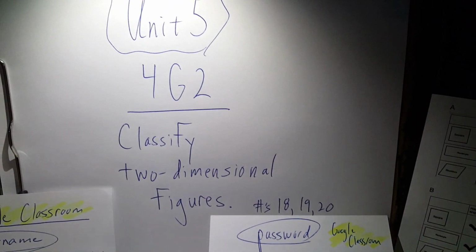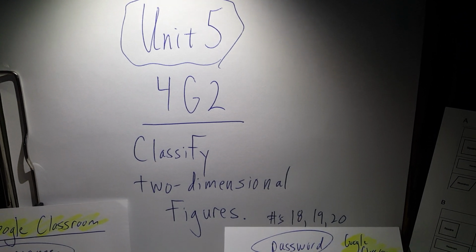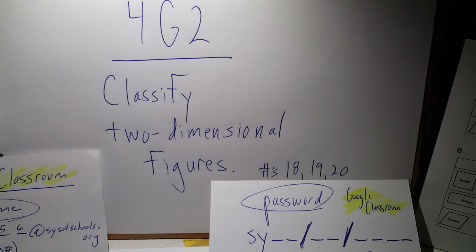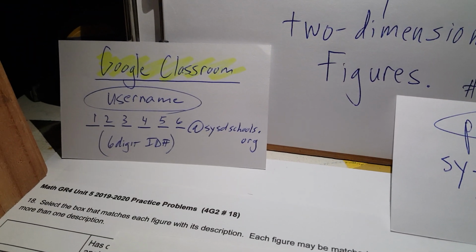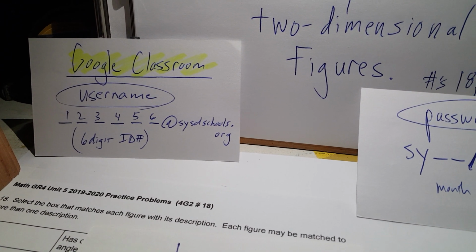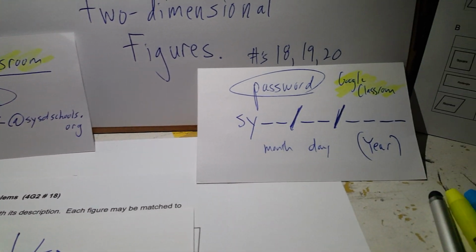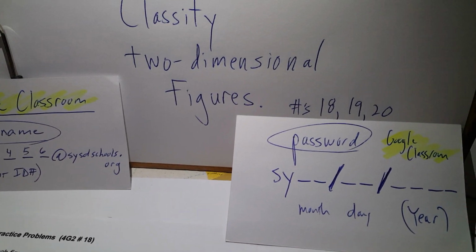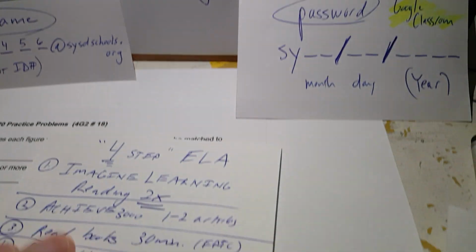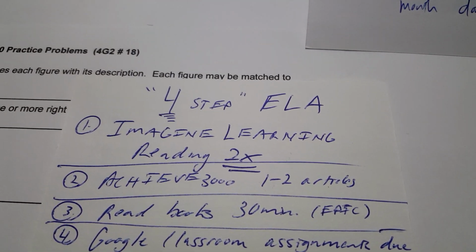There's 16 days left for the 2019-2020 academic school year. But we are wrapping up Unit 5, 4G2, Classify Two-Dimensional Figures, 18, 19, and 20. Remember, get in that Google Classroom, same setup at sysdschools.org. Password. Because as soon as you go to fifth grade, you will still be using the Google Classroom.